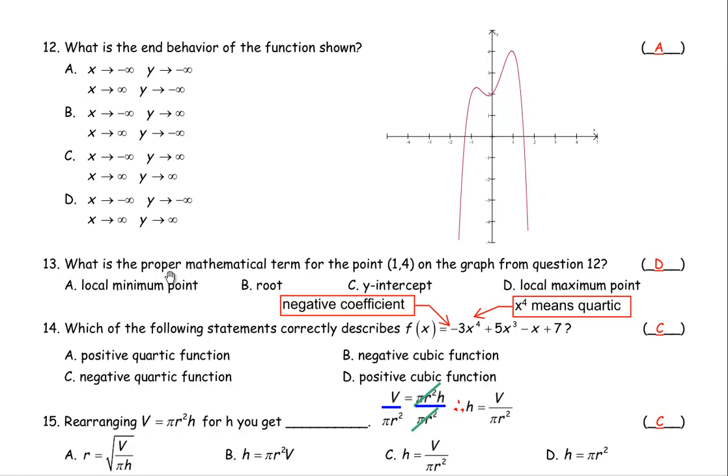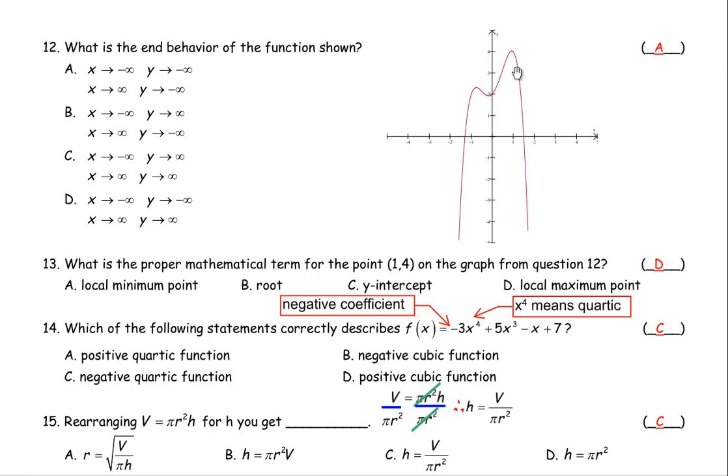For number 13, you're asked what's the proper mathematical term for the point 1, 4, which would be this point right here. And that point is called a local maximum point. A maximum because if you go from that point a little bit to the left or a little bit to the right, the graph's lower. So it's like the highest point on that part of the curve.